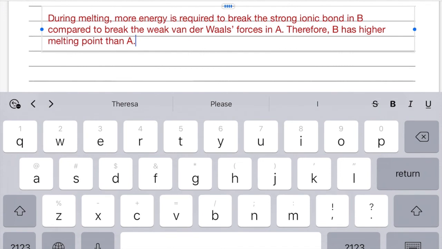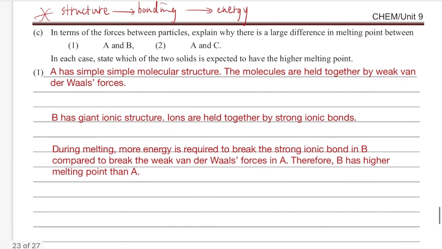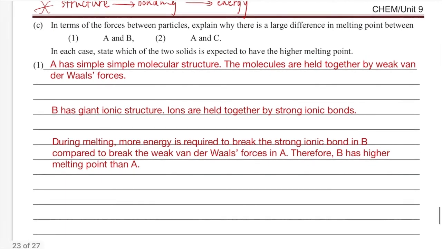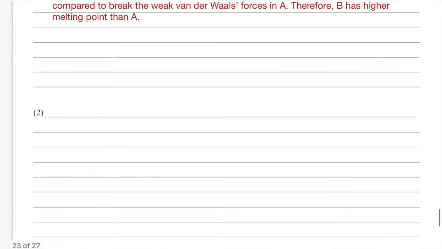Okay, so remember, after comparing the energy required, you need to draw the conclusion. That's asked by the question. You need to compare the melting point between the two substances. Okay, so that's for the first case. We are comparing A and B. Then for A and C, can you do the same? So let's try it together.